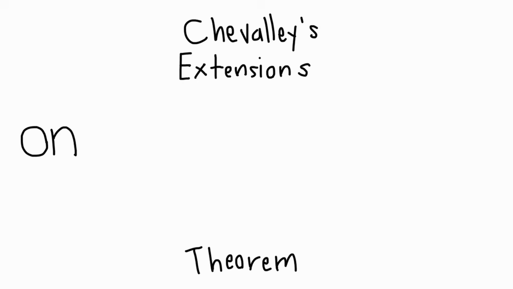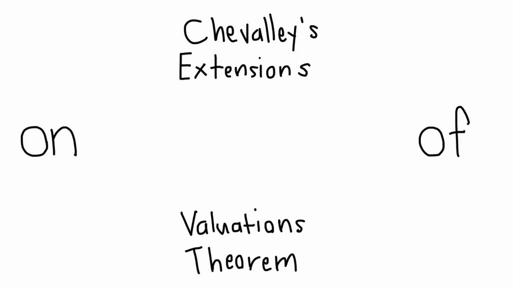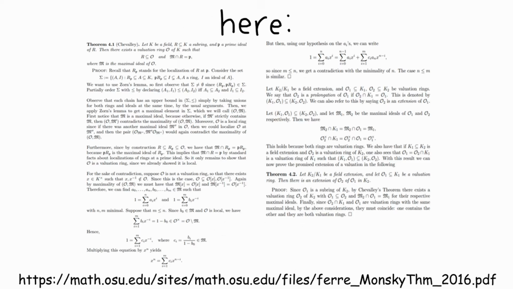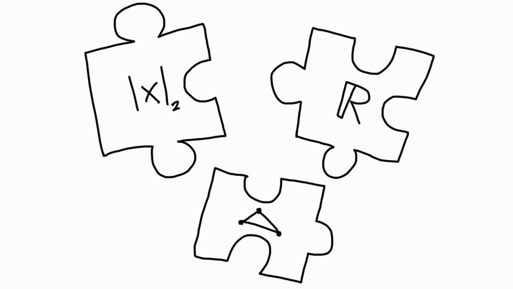Chevalier's theorem on extensions of valuations is how we go from dealing with p-adic nonsense on the rational numbers to p-adic nonsense on the real numbers, in order to apply them to our square. How do you prove his theorem? I don't feel like telling you. Just take on faith that it's possible to apply p-adic nonsense to real numbers, or go to Google. So, now we have all 3 pieces of the puzzle.